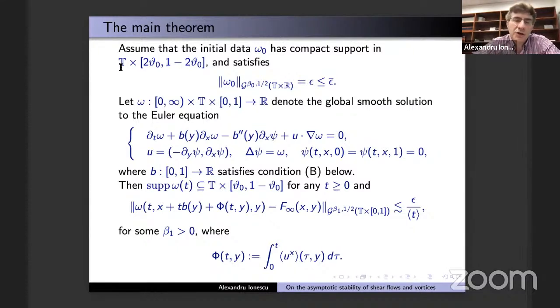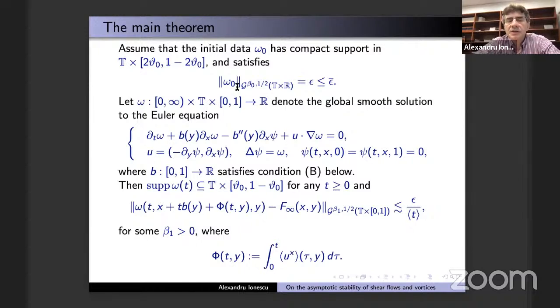We are looking at the channel, the torus times the interval [0, 1], and we start with data that's compactly supported strictly inside the interval. So that's an important assumption. As I said, the boundary effects don't want to cooperate with the mechanism of VVC damping.